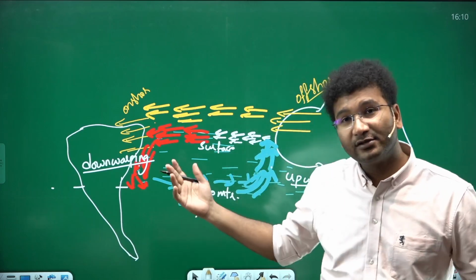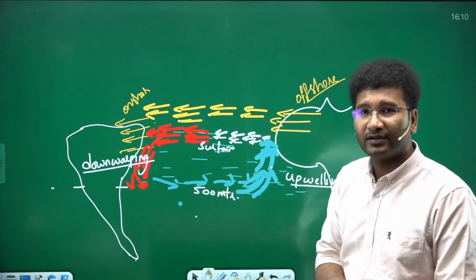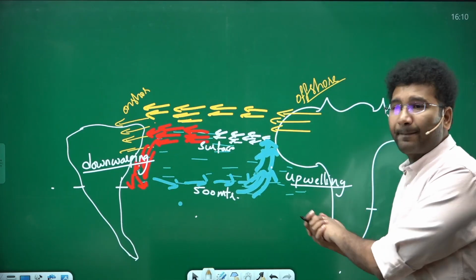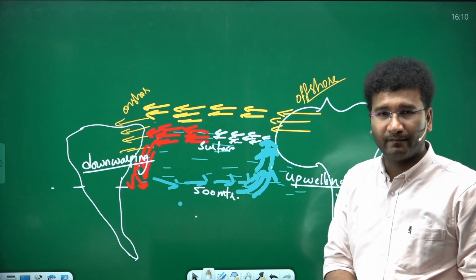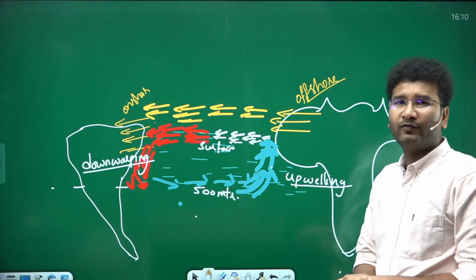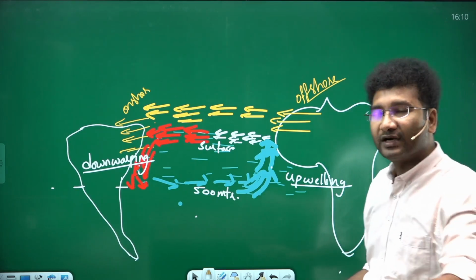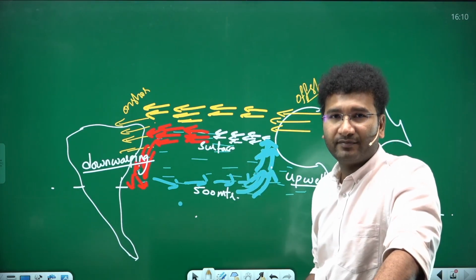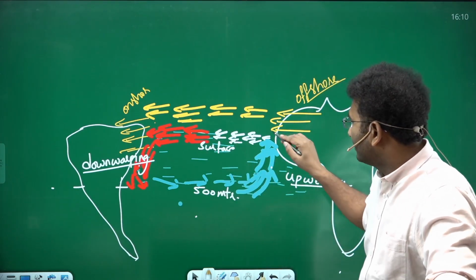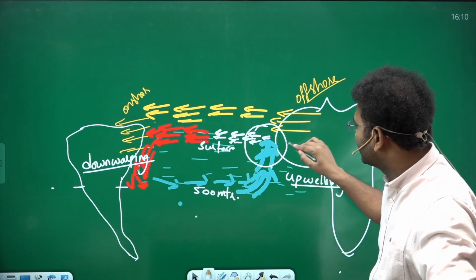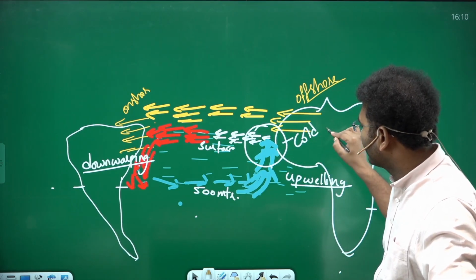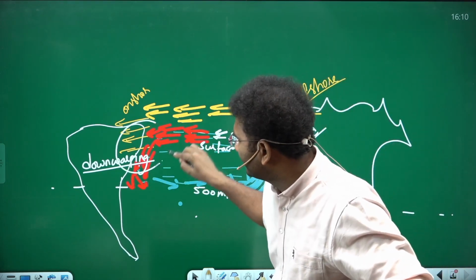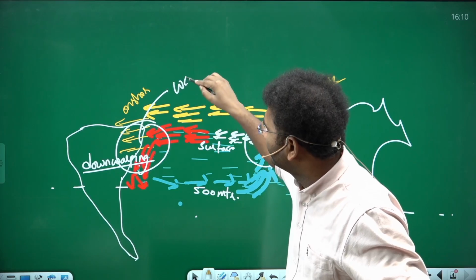There is upwelling also, there is down warping also, right? You got to see upwelling, you also got to see down warping. With this upwelling and down warping, you will now get to understand the depth profile. This is the depth profile. So here the water will be cold, and this water will be warm.